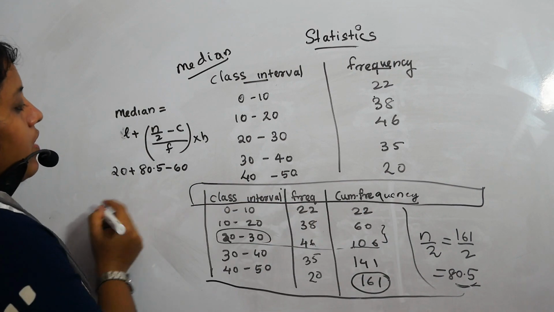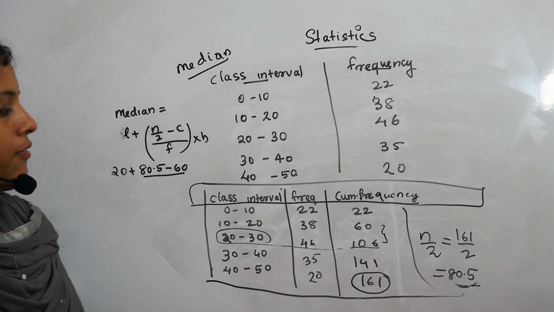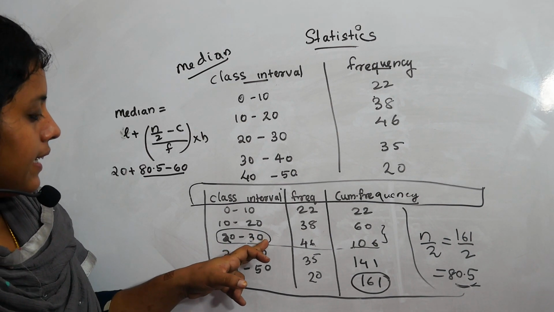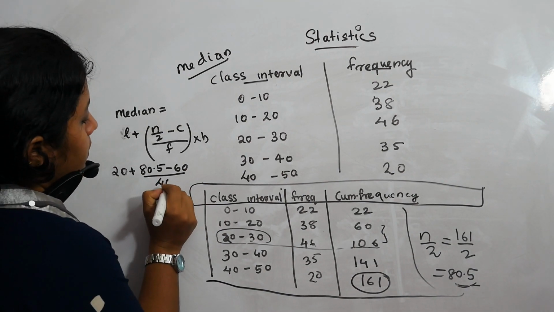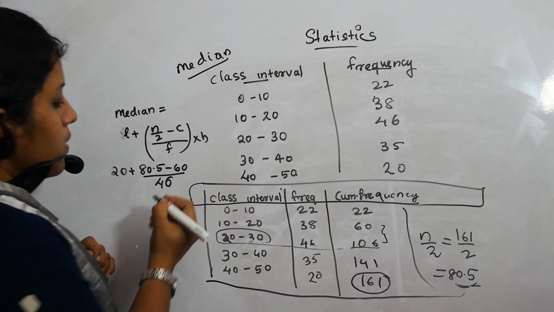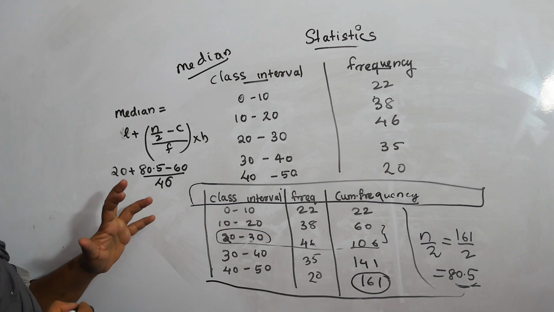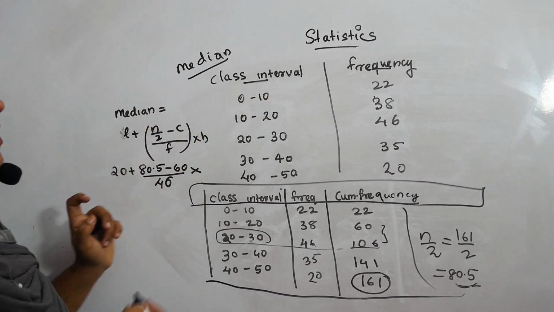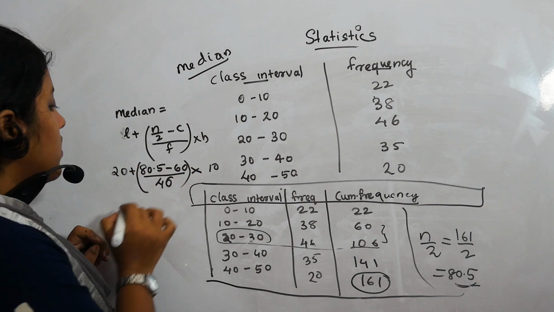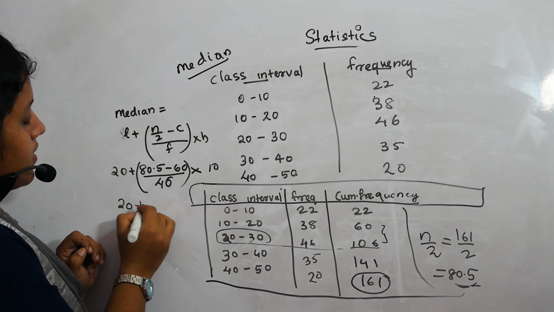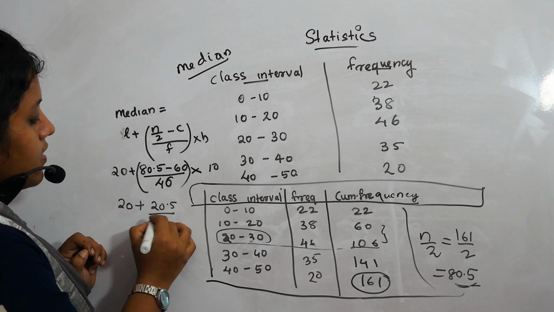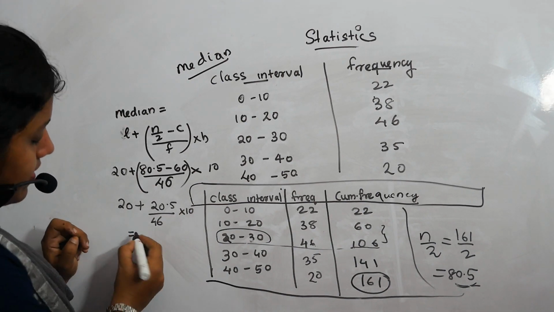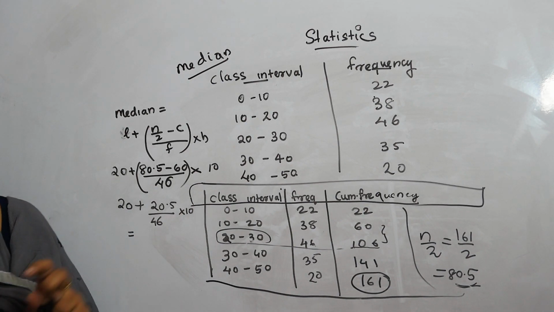The top one is divided by the frequency of the median class. That is 46. Not the cumulative frequency, just the frequency. Into H. H means class interval, that is 10. Now you will solve this: 20 plus 20.5 by 46 into 10. Once you solve this, you will be getting the answer as 24.46.